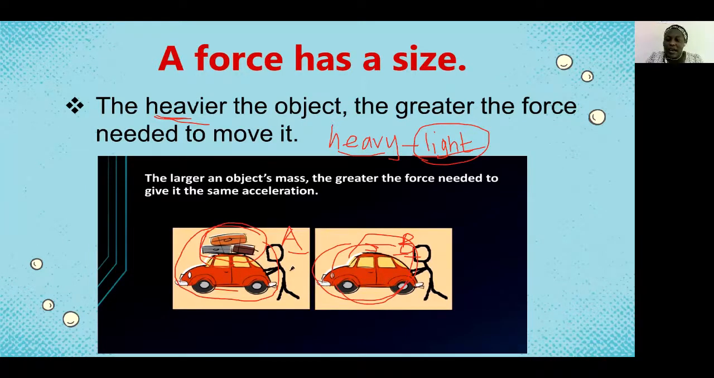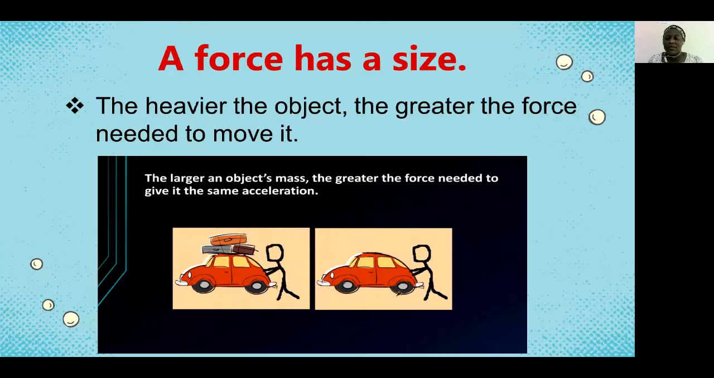Okay, students, I hope you have understood why this one will need more force and this one will need less force. This one will need more force because there is a lot of weight here. This object is very heavy. This one will need less force because this object is lighter. It is lighter, so less force is used. It is heavier, so much force is going to be needed. Very good.